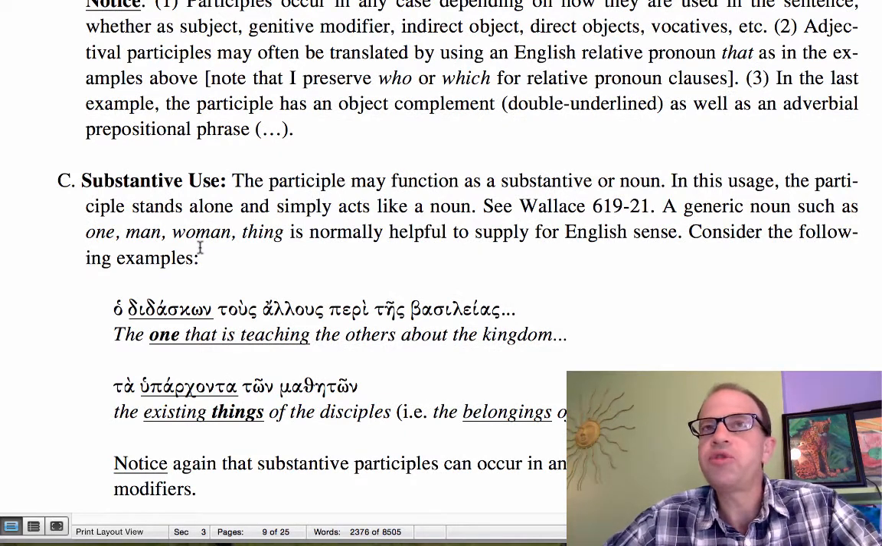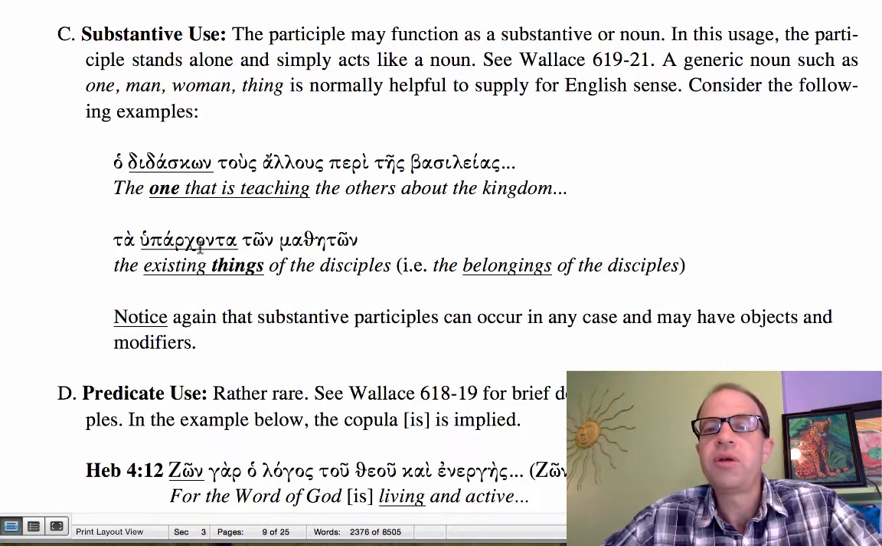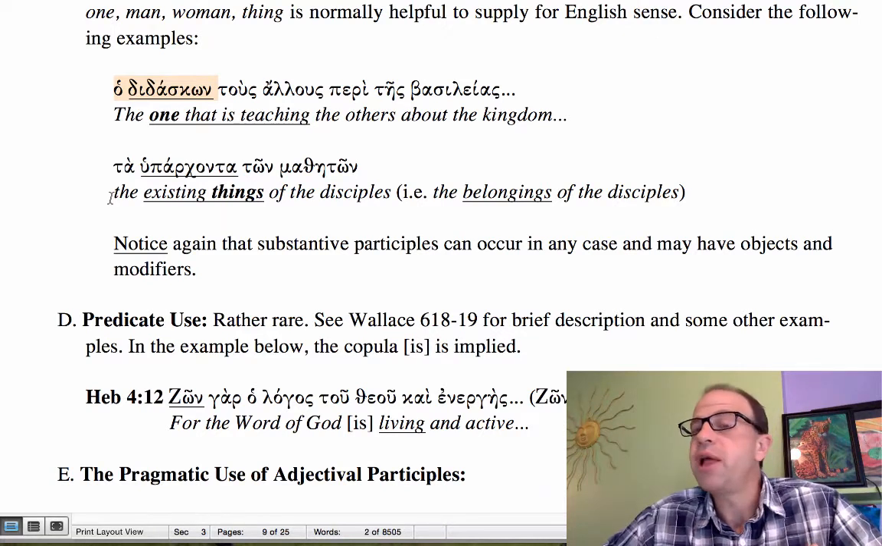So participles will occur in the case in which they're used. They can occur in any case, and it just depends on what noun they're modifying. Now the substantive use is when the participle functions alone and acts like a noun or substantive. So you might run across a participle that is standing alone, and you have to supply a generic noun to that form, just like you would a substantive adjective.